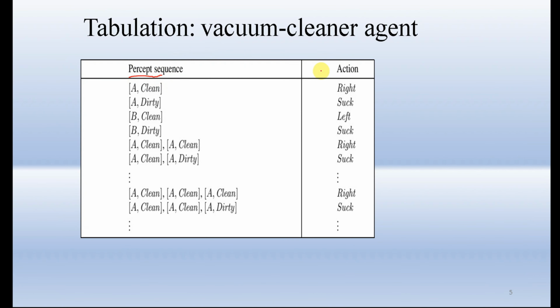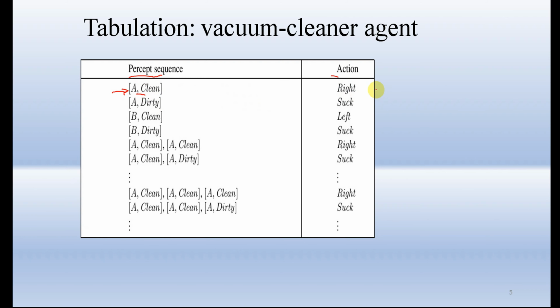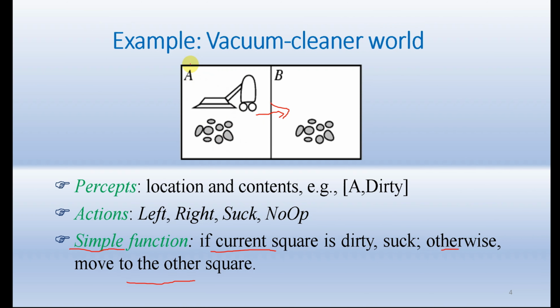Perceived sequence and action. First of all, as we mentioned, it just checks whether the room is clean or dirty, and then takes an action with the actuator. For instance, if room A is clean, since room A is on the left side, it moves to room B. As you can see here, there is room A and room B. Room A is on the left and room B is on the right. So this vacuum cleaner moves from left to right, or from here to here.